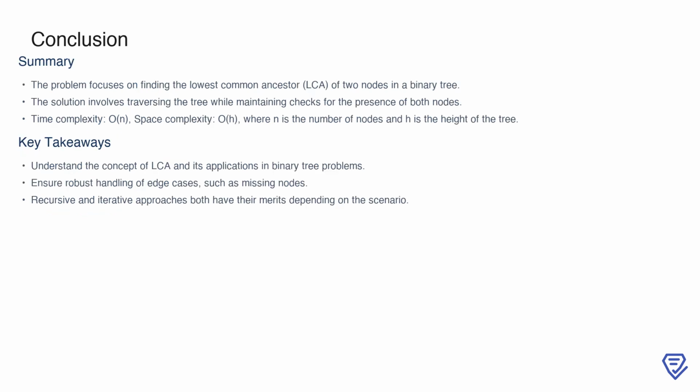Great job! We've covered LeetCode problem number 1644 and explored how to find the lowest common ancestor in a binary tree. Remember the key points: efficient tree traversal, handling edge cases, and understanding LCA applications.